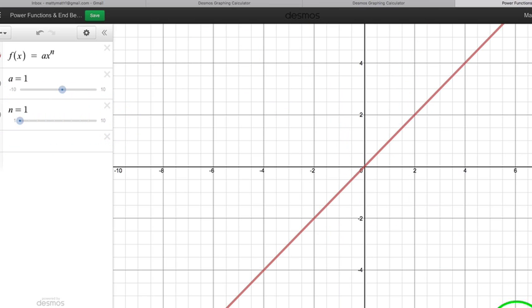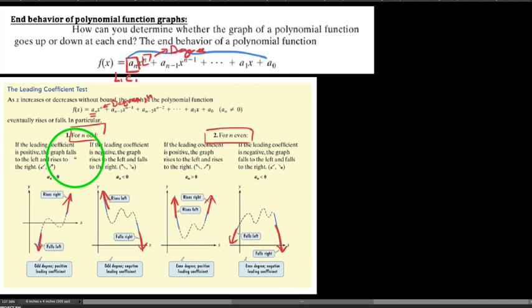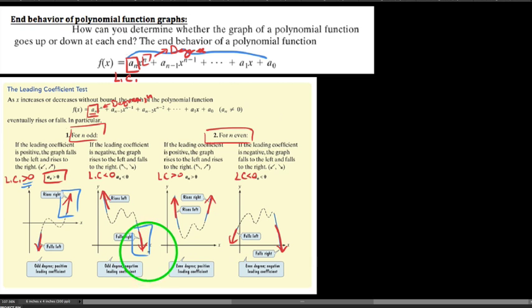So what we could say, with respect to the behavior of our graph, is that the leading coefficient, which we represent with a sub n, if a sub n is positive, we write LC is greater than 0. This is LC less than 0. Here we've got LC greater than 0, LC less than 0. But I want you to see that the leading coefficient being positive directly influences the right side of the graph, and the leading coefficient being negative directly influences the right side of the graph. Leading coefficient positive, right side ends up. Leading coefficient negative, right side ends down.